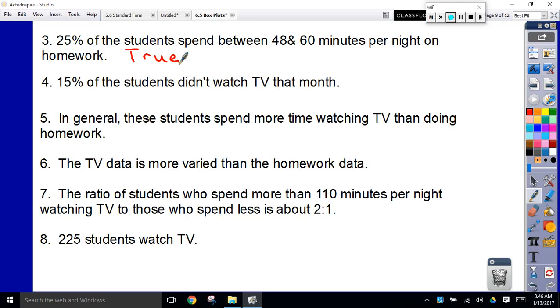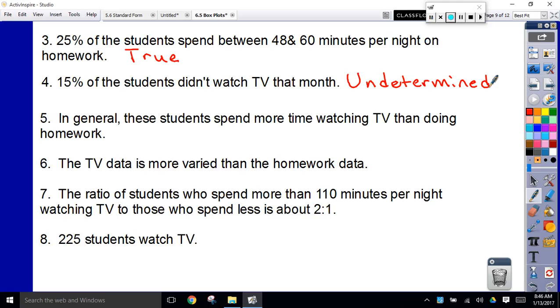Didn't watch TV that month. Sophia? Undetermined. That's correct. We don't know how many didn't. We don't know how many people make up that 0 value. It could be 15%, but we don't know.